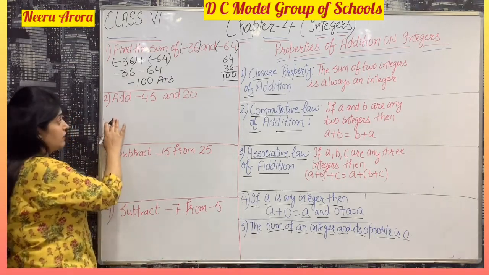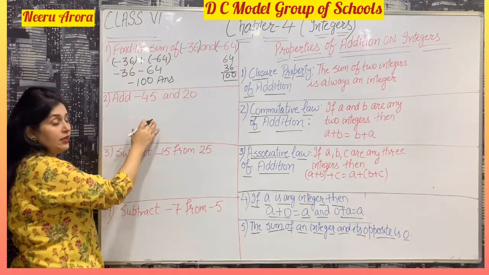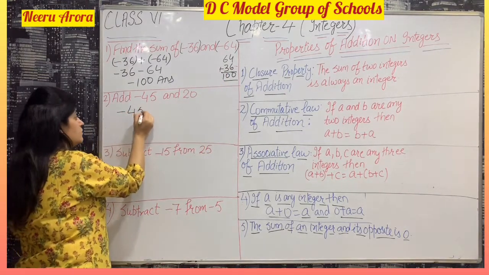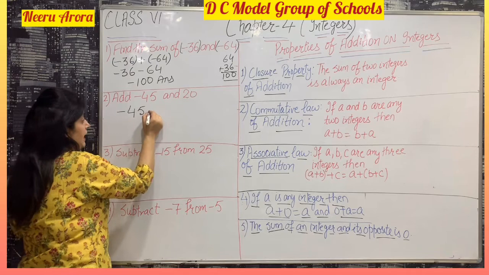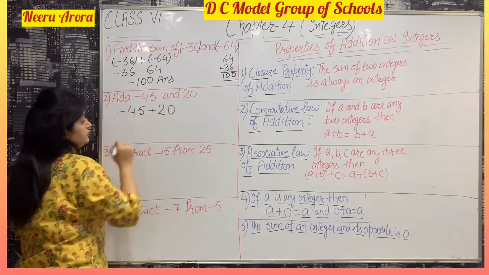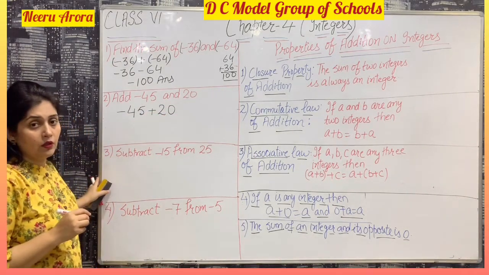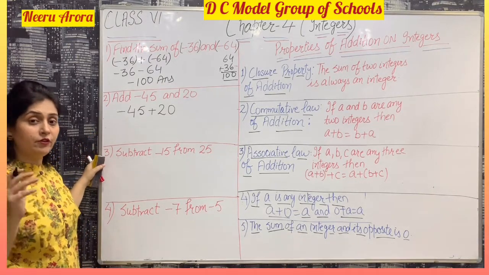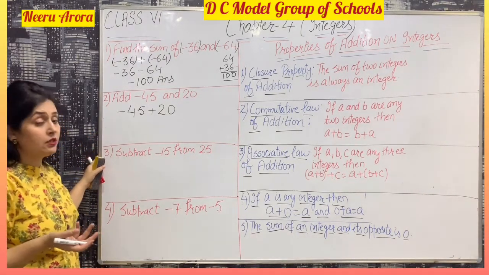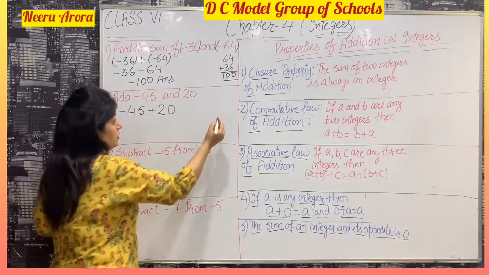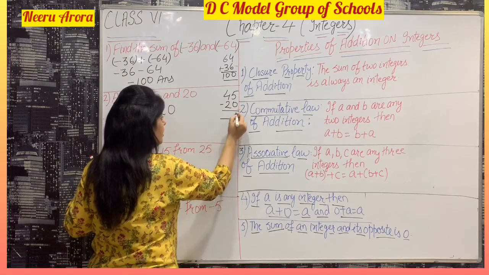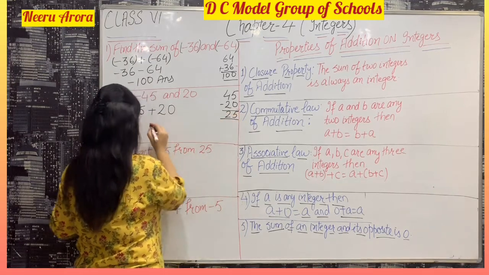Look at the second one. Add minus 45 and 20. So now we have opposite signs. We have different signs, and when we have different signs, we find the difference of the numbers. So we get 25.